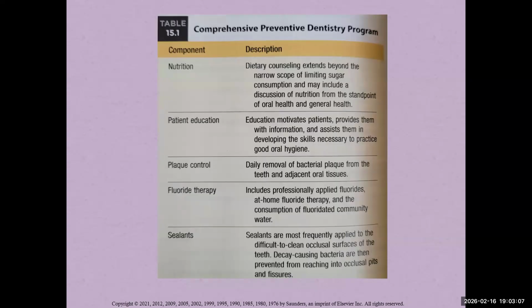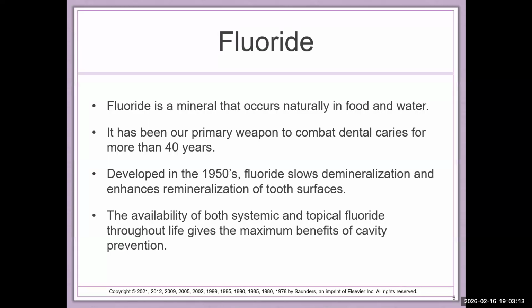Okay. Just a little bit of a summary again in Chapter 15 in the textbook, with the same components listed. But let's dive a little bit deeper into the topic of fluoride. Fluoride is a mineral, and it naturally occurs in food and in our water supply. It's been our main weapon to combat dental caries for more than 40 years. It was developed in the 1950s.